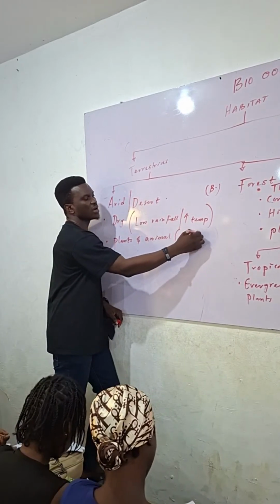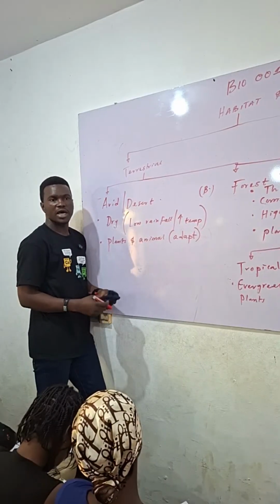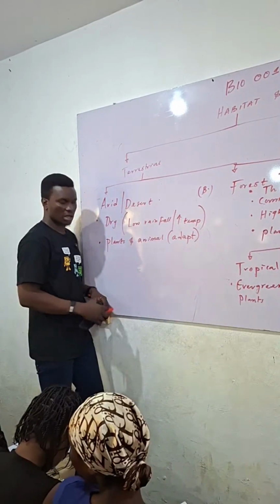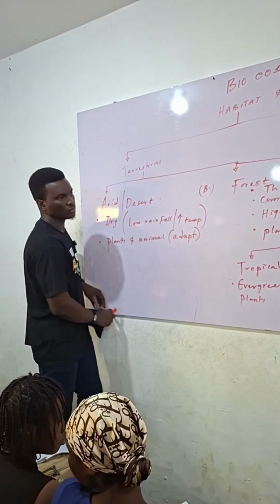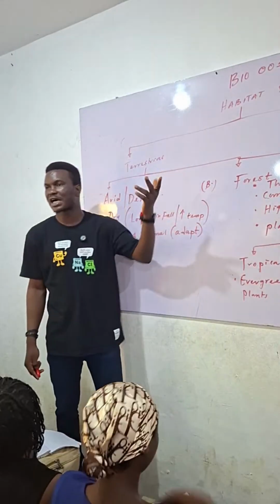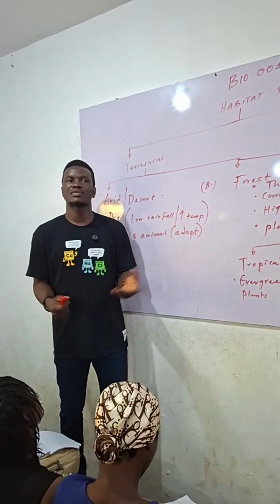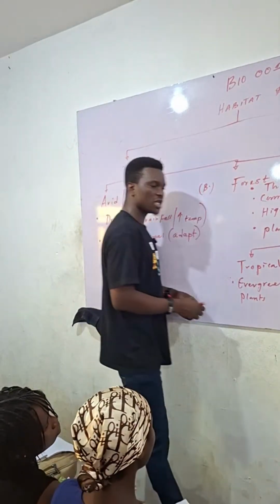Did you talk about camel during adaptation? How many of you were in class? How does camel adapt? You usually have camel around the desert, Abi. Changing color.